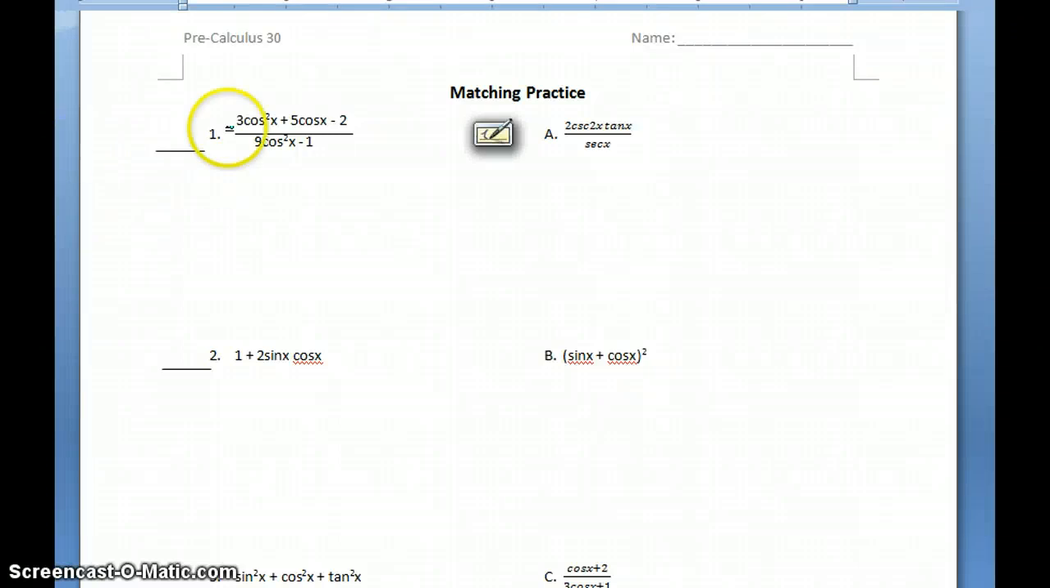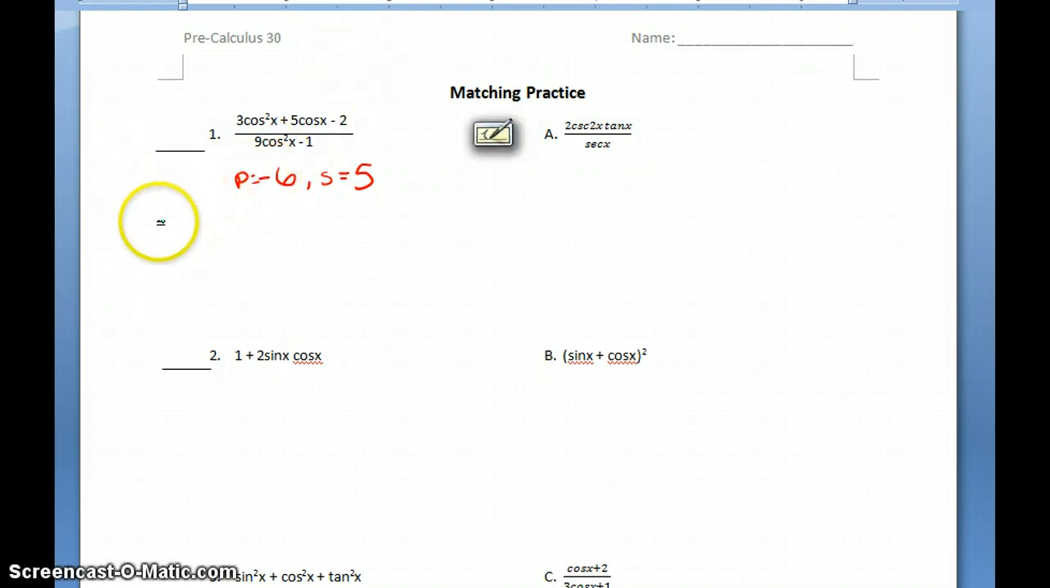So if you look up here, we can simplify our numerator by decomposition. We have a cos x squared term, a cos term, and then that constant term, so we can use decomposition for this. If you remember decomposition, you take the coefficient of your first term and multiply it with the constant term, and that would be your product. So you have 3 times negative 2 is negative 6, and then your sum will be 5. Okay, so that's just decomposition going back to what we did last year.